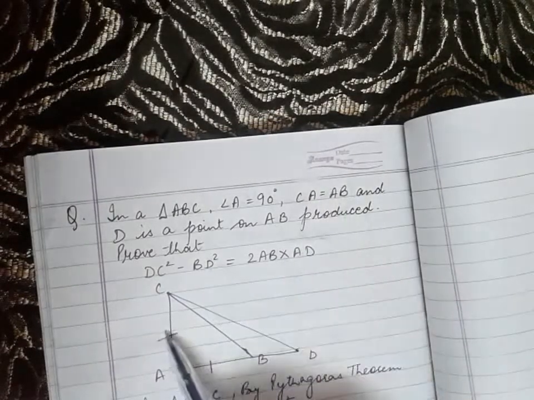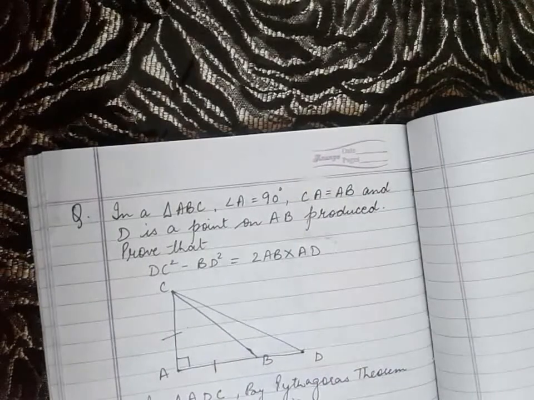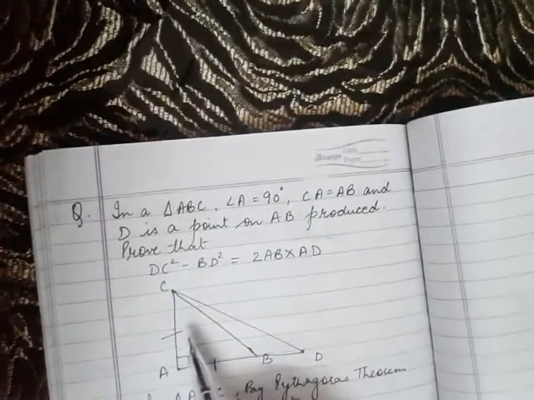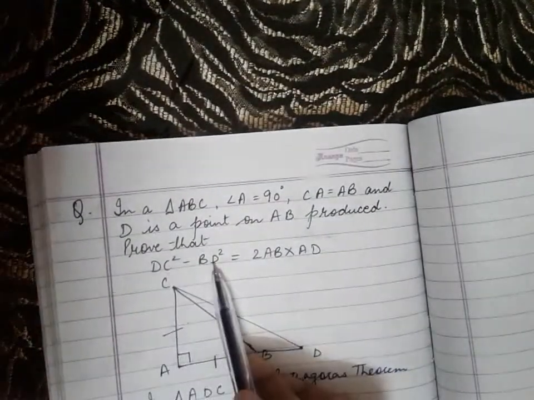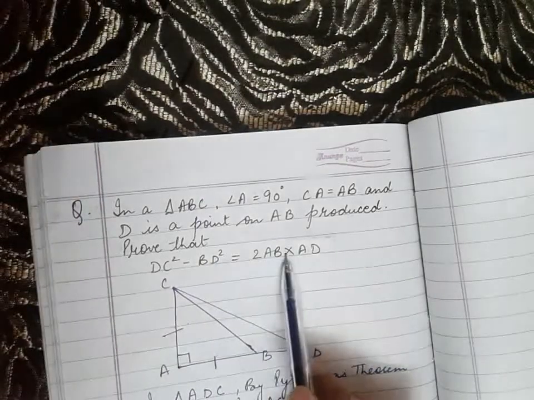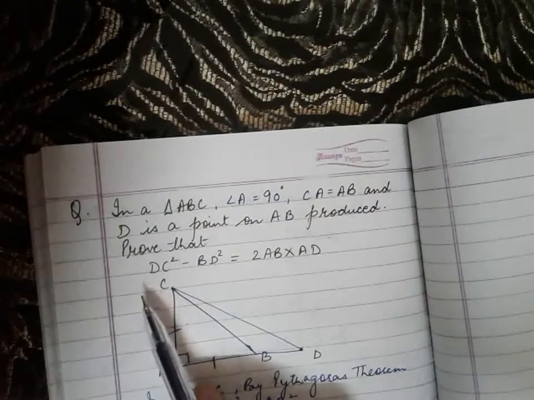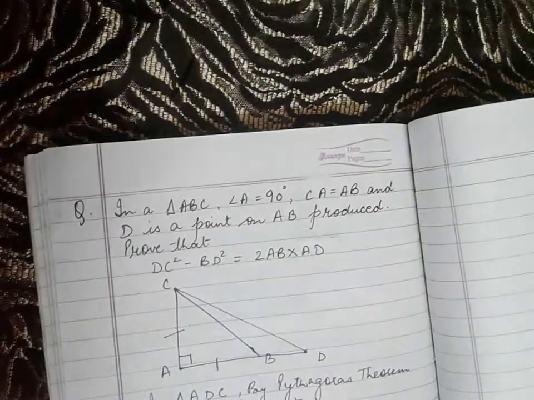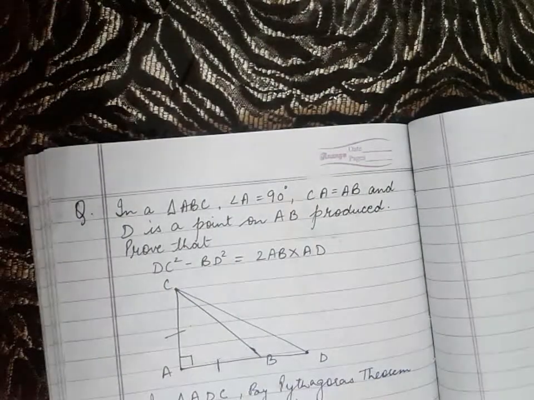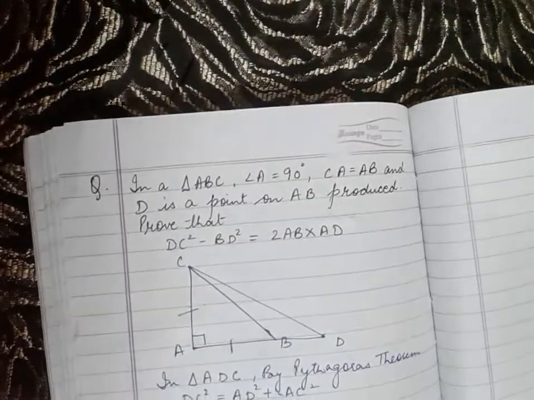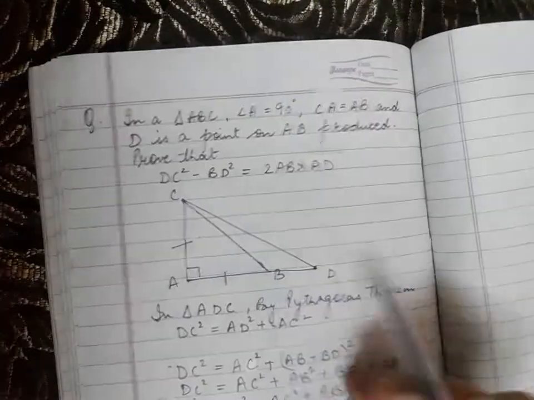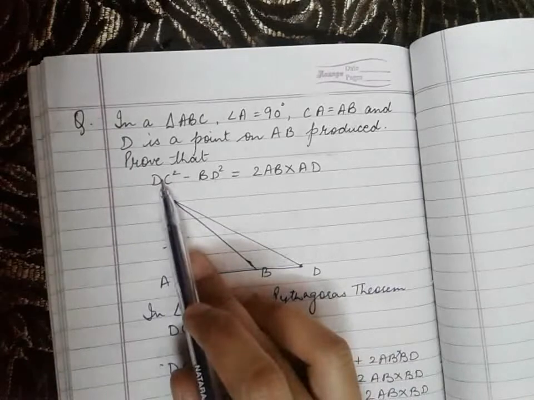Also CA is equal to AB, which means these two sides are equal. What we have to prove is DC square minus BD square is equal to twice of AB into AD. LHS contains DC square minus BD square. So I'll find DC and I'll find BD, and then I'll see what we can write. I'll find DC first, DC square.